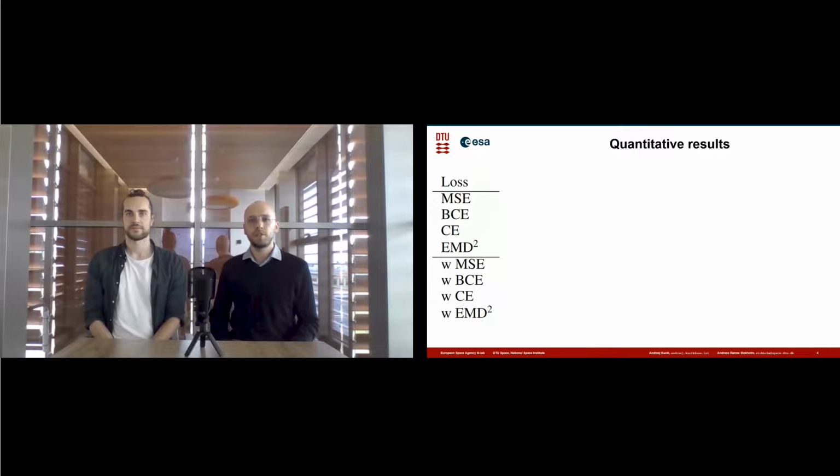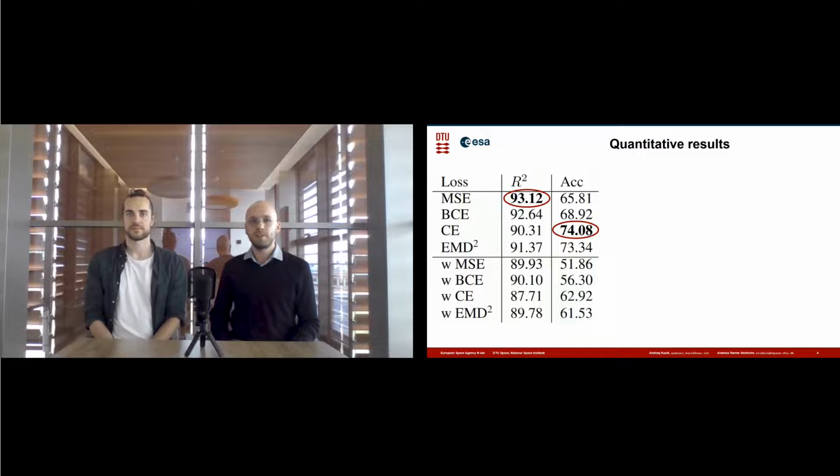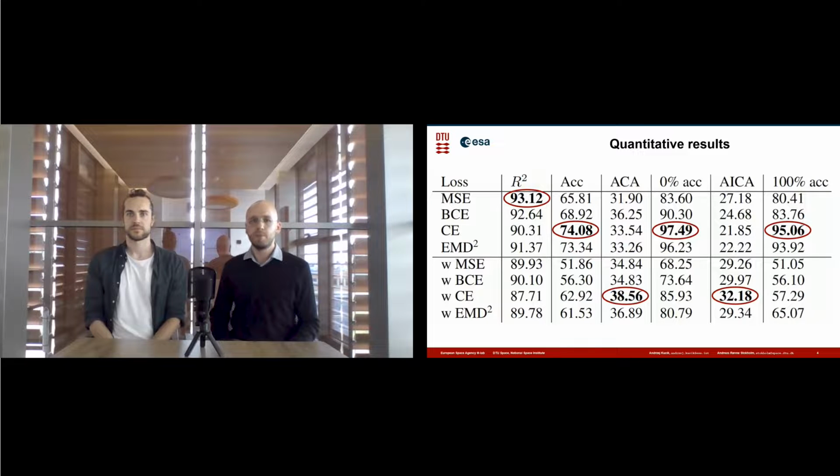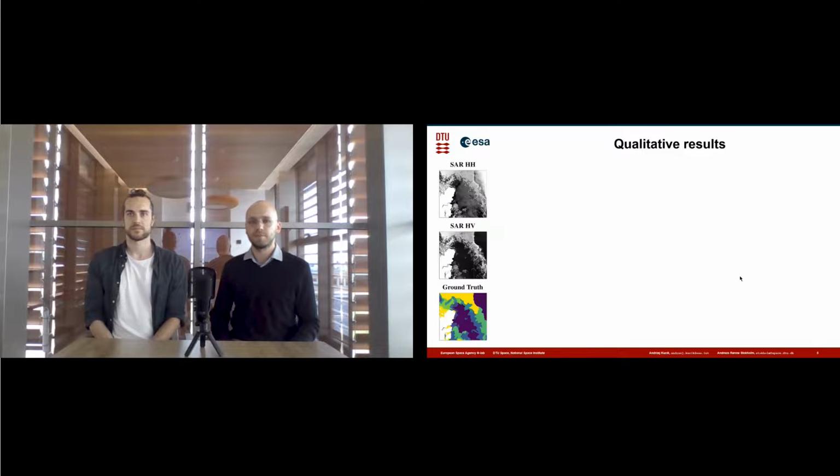The regression-based loss function outperforms the classification ones in terms of the R2 score, with the MSE giving the best result, while the opposite is true for the accuracy. Here, the categorical cross entropy is the best. This remains true regardless of the weighting scheme. However, including the weights in the loss function helps in the average per class accuracy because it improves the performance of the underrepresented intermediate classes.